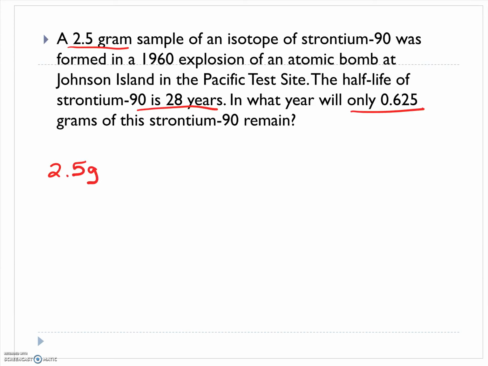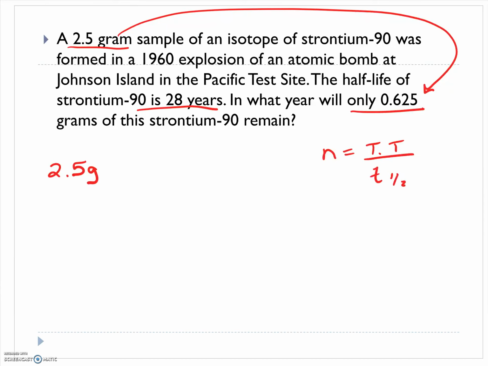So we have to take it through half-lives until we get to this, because our total goal is filling in this information. And it wants to know in what year will only 0.625 grams remain. We've got the half-life of 28 years. We need to figure out N so we can figure out the total time that this sample went through decay, so then we can add on and figure out how many years.